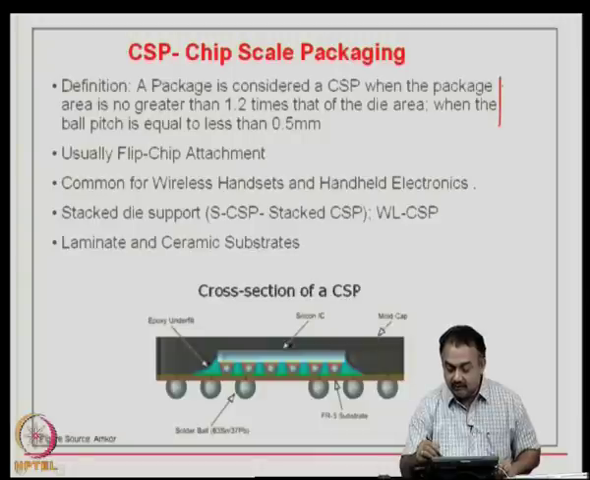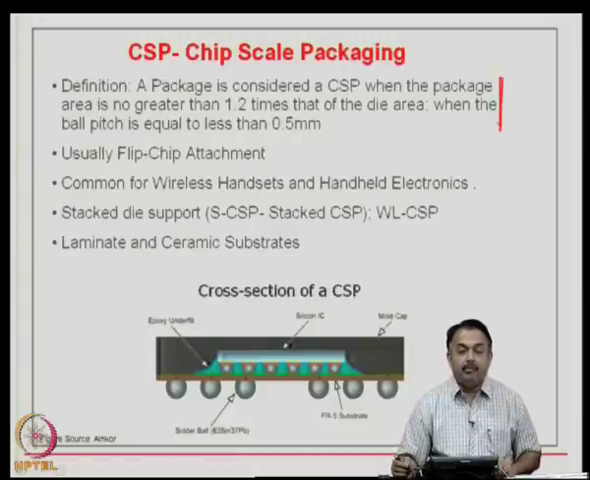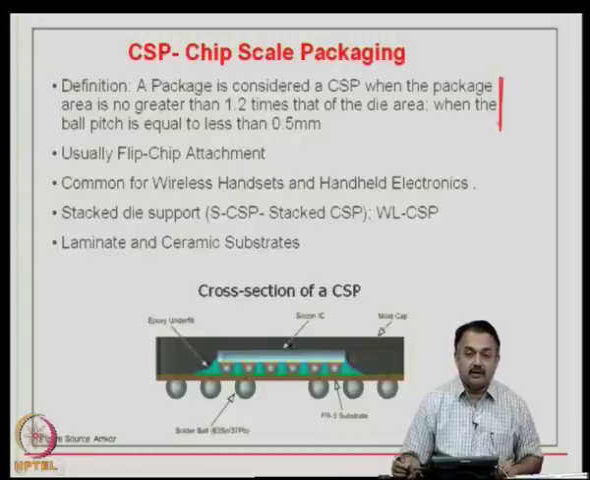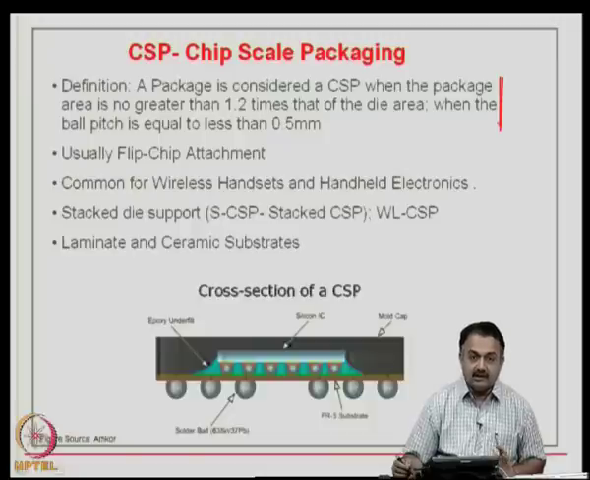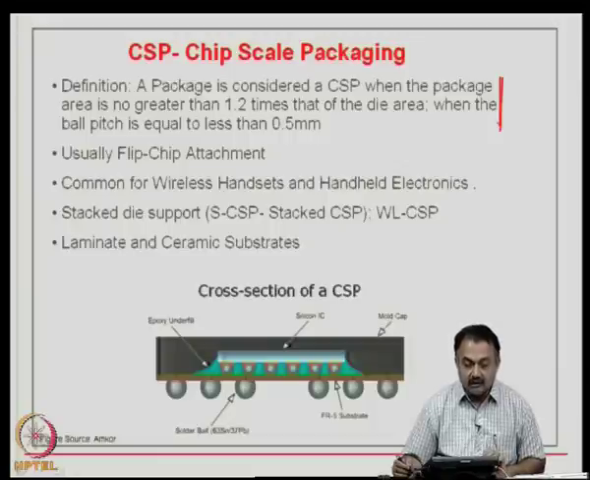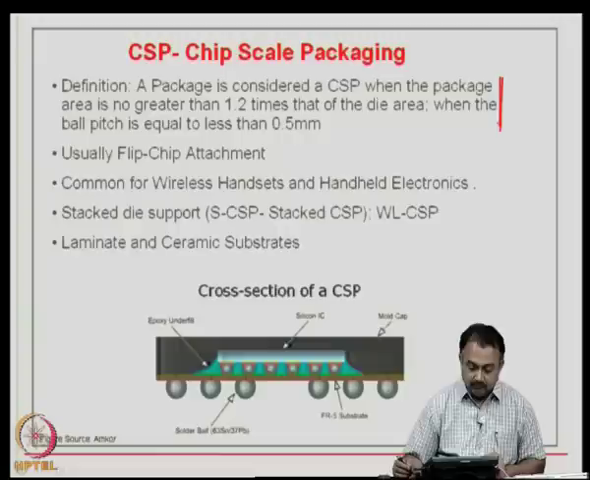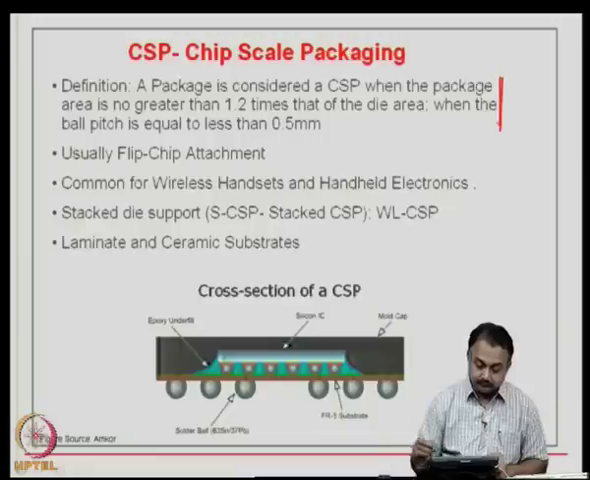So, this is the very important thing to be considered for classifying a BGA as a CSP. The package area is just about 20% that of the die area. Then if this is not met, and including the ball pitch equal to or less than 0.5 mm, then you can consider it as a CSP.